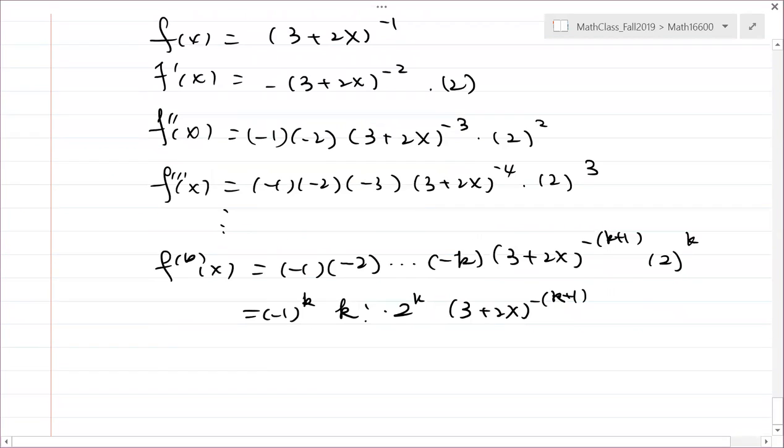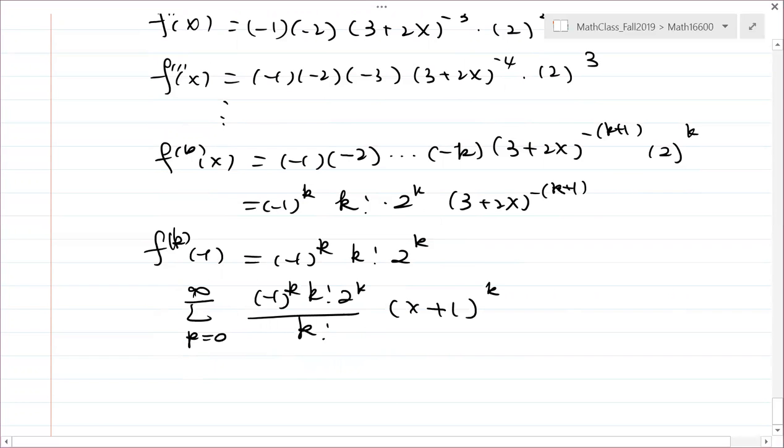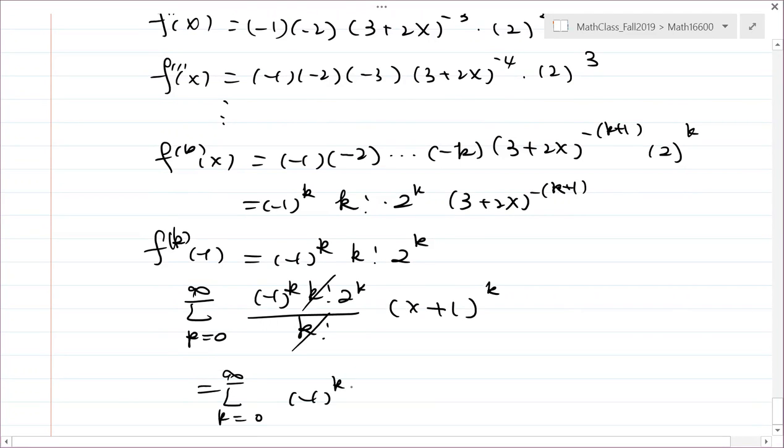Okay? Then I have to evaluate at -1. 3 plus -2, so just 1. Okay? So yes, you get the power series representation. You get the Taylor series. k factorial of this, and x minus (-1) is x plus 1. Okay, after that is simplified, this is going to be the answer.